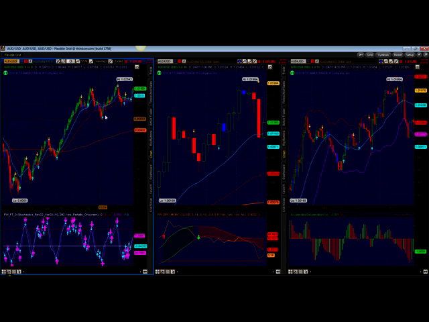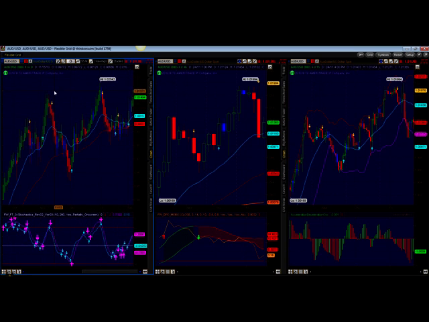Nice uptrend here. Likewise with the pound dollar. I am interested to see what happens up here, so I am going to put an alert on this one to see what happens as it comes back up there.